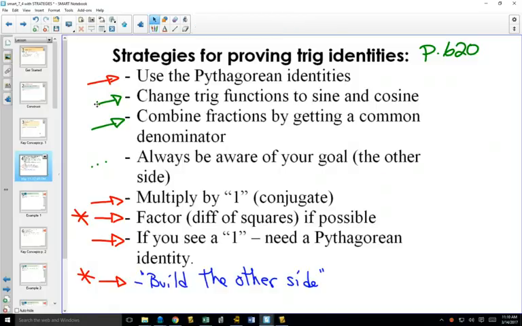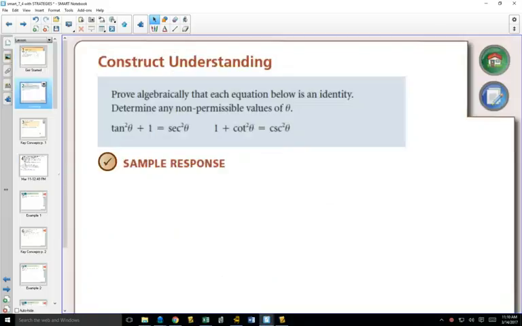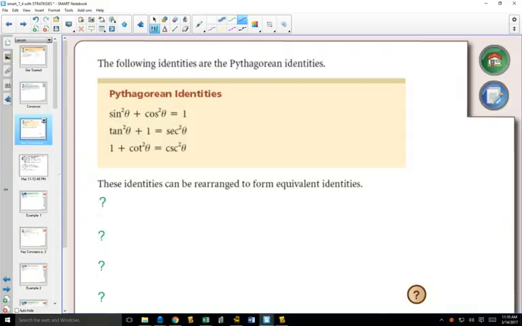So, what are our Pythagorean identities? Well, we already know the one big idea, and this is on page 622. We already know that sine squared plus cos squared is equal to 1. Here they are. These are our Pythagorean identities right here. Sine squared plus cos squared equals 1 was one of our big ideas.